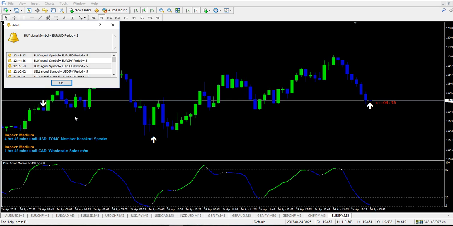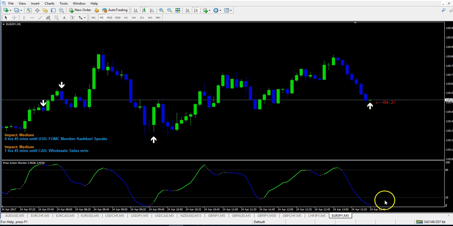Hello traders, we get a signal here on Euro JPY, and according to our rules we are taking 5 minutes expiry because the price was in the oversold zone.